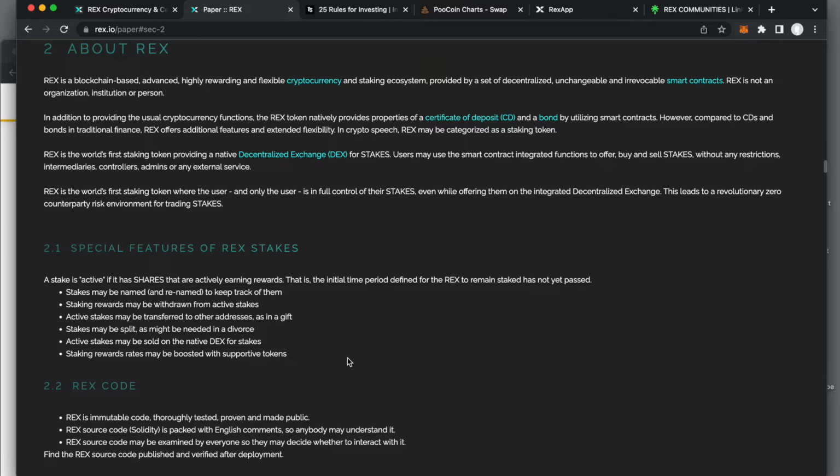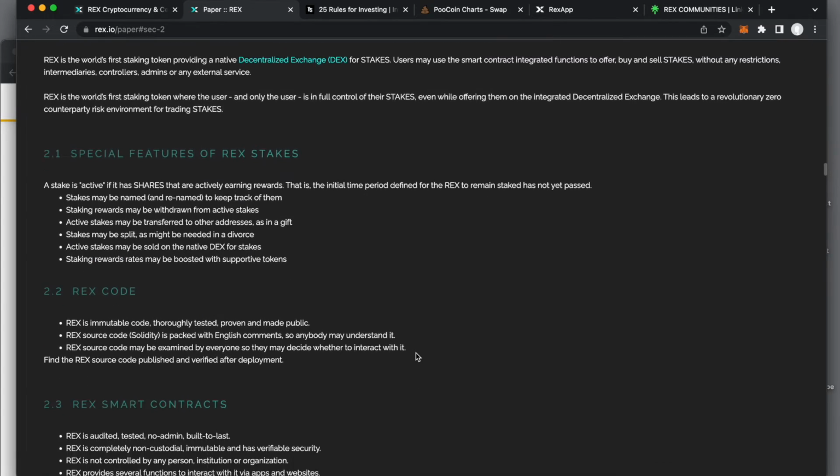So what is this saying? This is saying that Rex is like a traditional certificate of deposit and a bond, but with some additional features. And one of the most interesting and innovative features is that the stakes themselves can be traded on an exchange. So not only can you buy and sell Rex and stake Rex and earn rewards, but you can buy and sell the stakes you make. So this is a fairly significant game changer and a new addition since the classic Rex protocol.